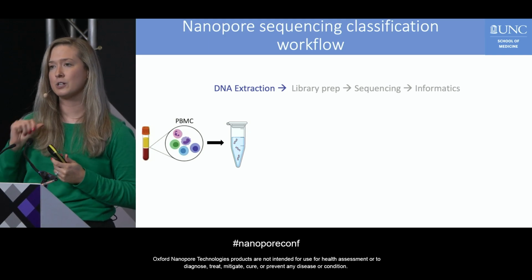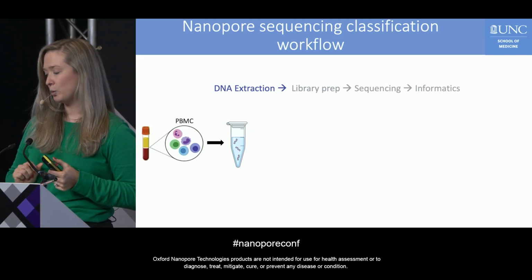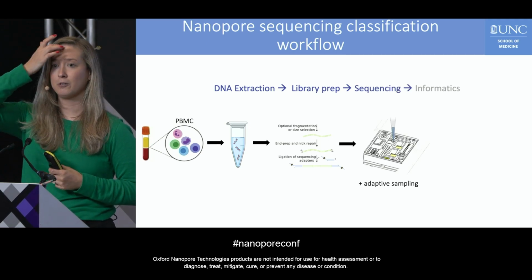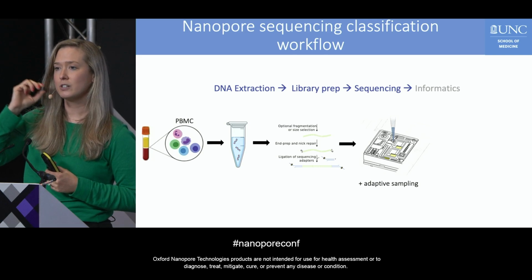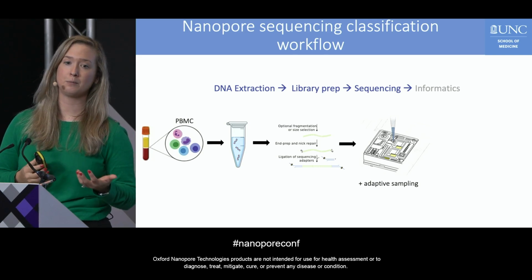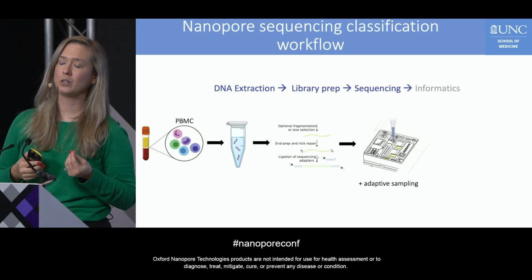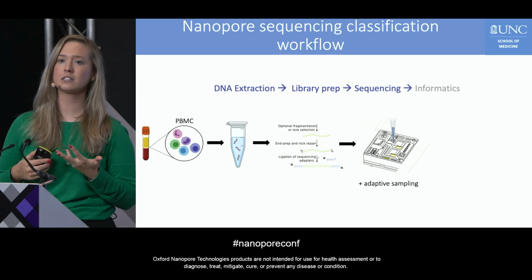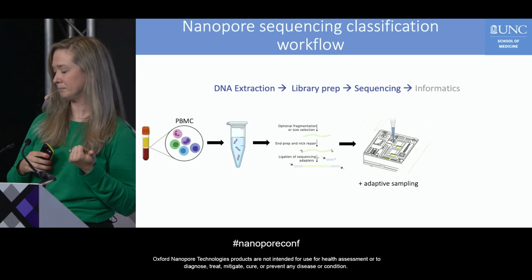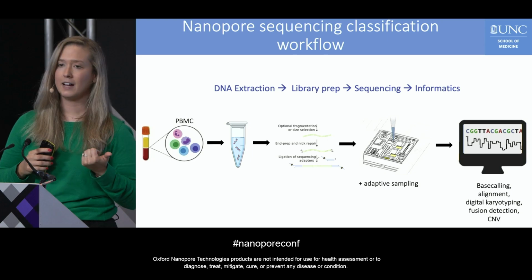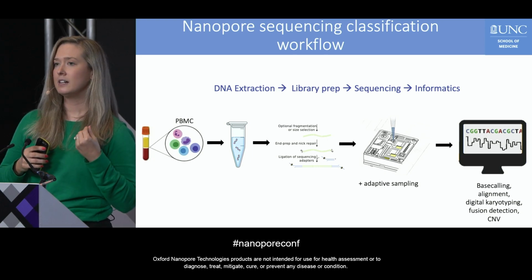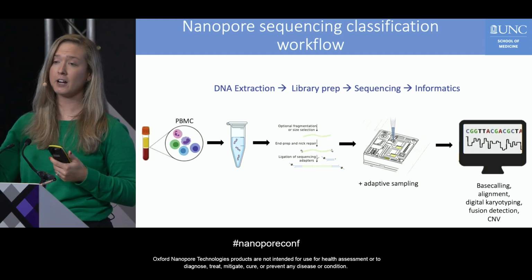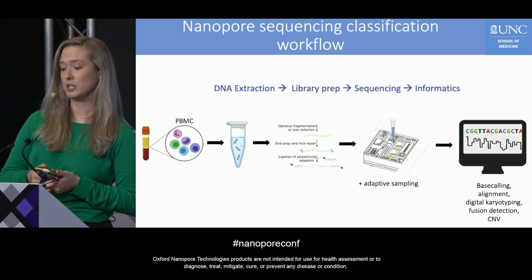So we extract our DNA from these samples, we prepare that DNA for sequencing, and we load it onto our flow cell. One important thing to note is that we employ something called adaptive sampling. This allows us to enrich for gene regions of interest. And so in our case, that's about 60 genes that we associate with acute leukemia. And lastly, we have our informatics pipeline. Here we'll do the base calling, alignment, and here we can generate a digital karyotype as well as detect fusions.